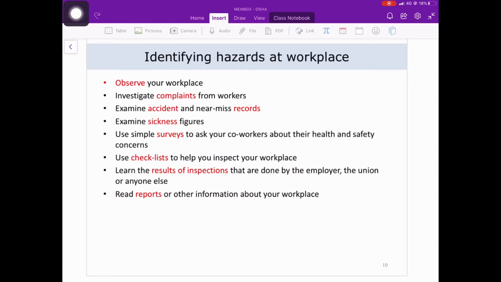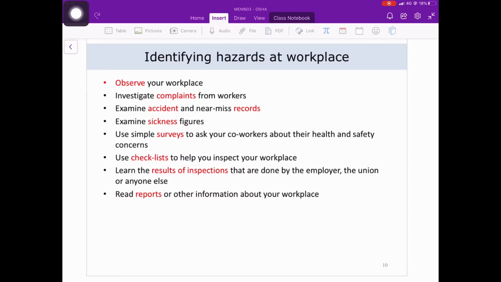First, we need to observe the workplace. What will be the nature of jobs they are doing? What are the tasks? What tools do they use? Is there any hazards involved? Next is investigate the complaints from the workers. From here, we need to verify whether the complaints involve hazards or not. Which hazards do they involve?